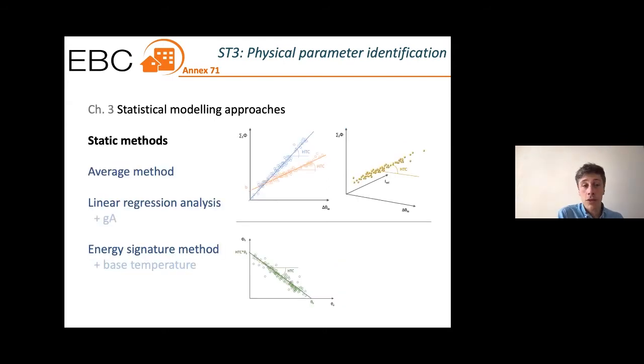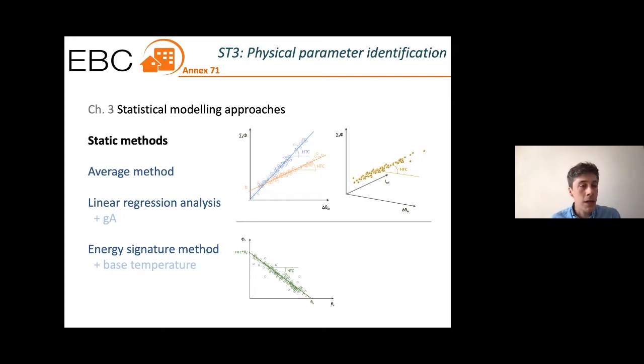So first, the static methods. You have the simple average method, where you just take the mean of the heating power divided by the temperature difference between inside and outside, and you get an estimate of the HTC. It's a very simple method, but for instance, you cannot say anything about the impact of solar gains on the building. So we do miss some things that are important and significant to explain the building's behavior.